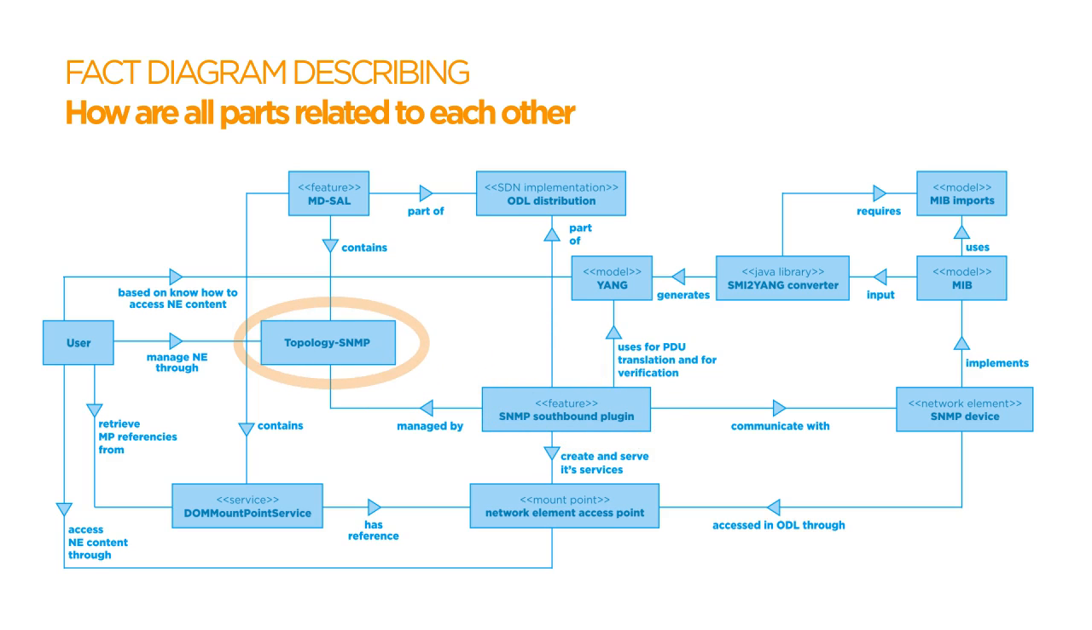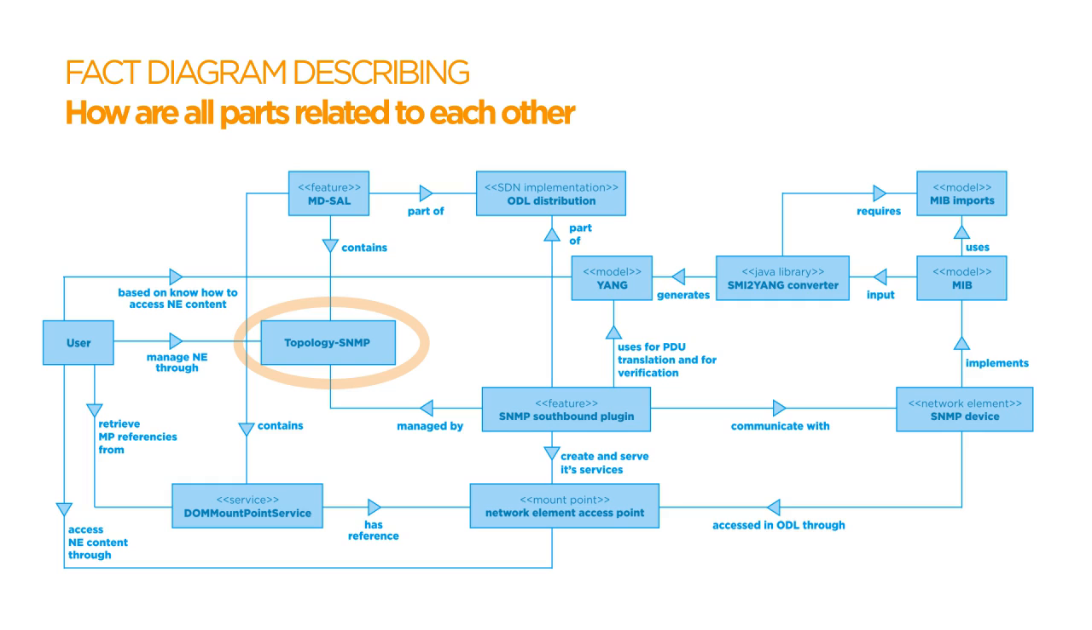The topology SNMP box represents one topology element residing inside the network topology container. The name of the topology is of course configurable. As mentioned earlier, network topology is modeled or defined in the YANG language. Therefore, we can store or retrieve this data from MD-SAL. This topology is used to manage SNMP network elements.